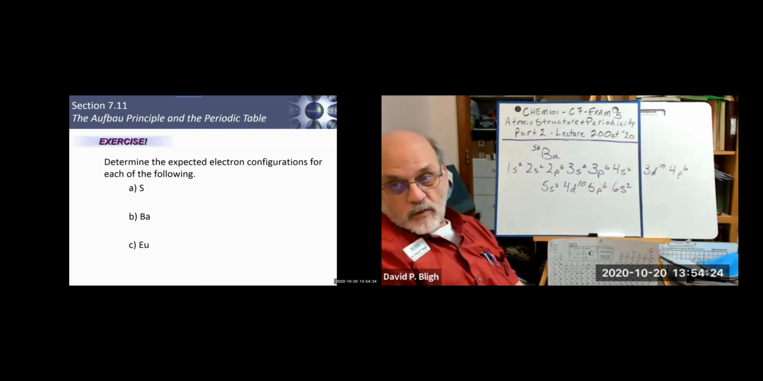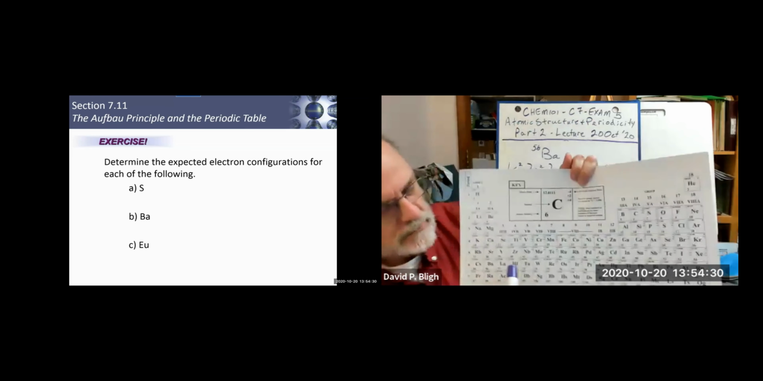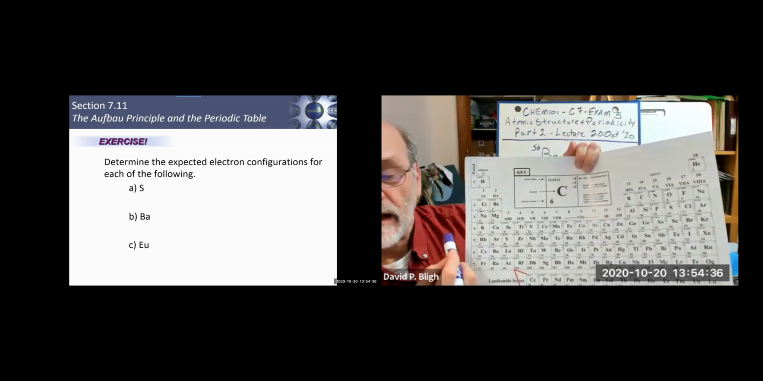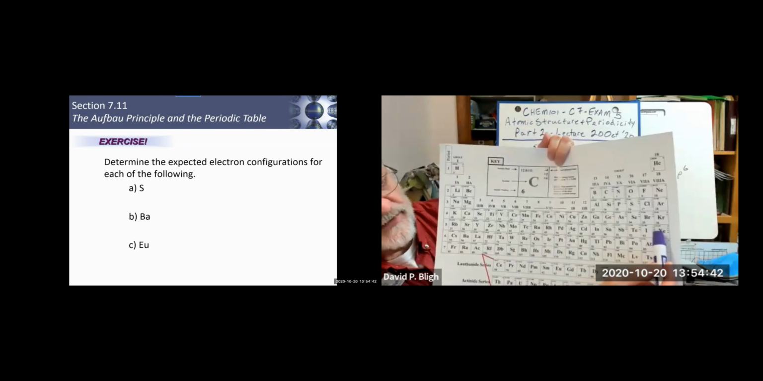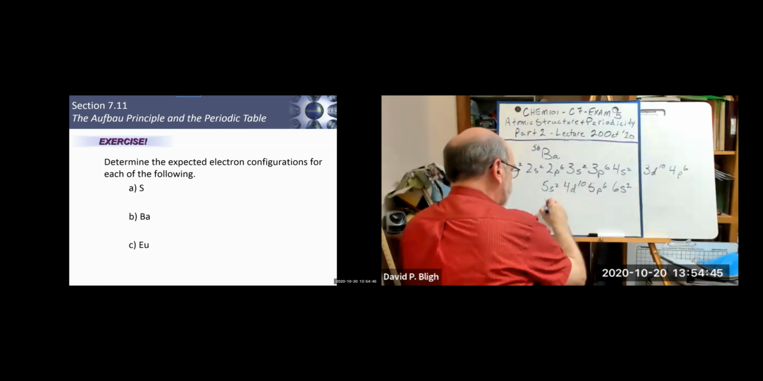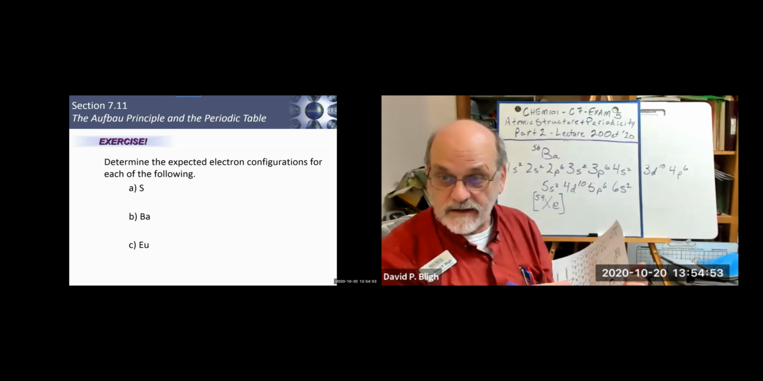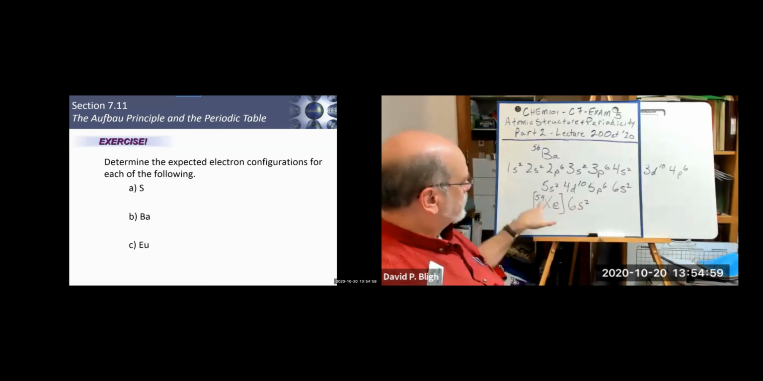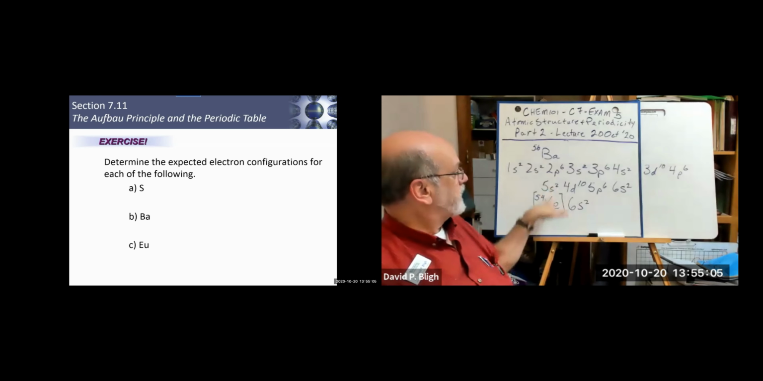Now, there's a shorthand way to write this. And the way to do it is you go to the element that you're trying to draw, and you go backwards until you find a noble gas. So we'll go backwards here. That means we have to go back up to this level over here. Xenon 54. And beyond xenon is 6s2. 2 plus 54 is 56.